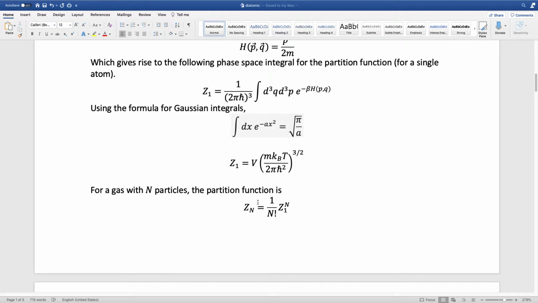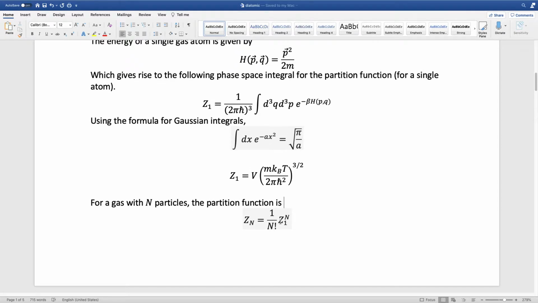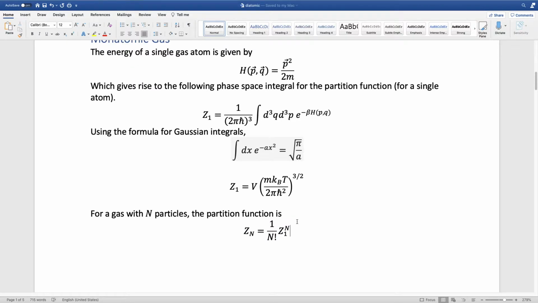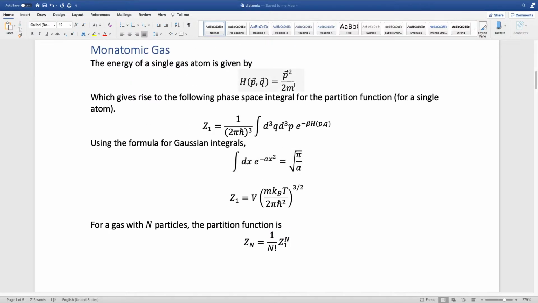So for n particles, the partition function is simply z1 to the power of n, because when you have n particles, the energies of each particle add, since there's no interaction potential. So the energies simply add, and since the energies add, the exponential of the energy would then multiply, and then the integral would just multiply or factor out.